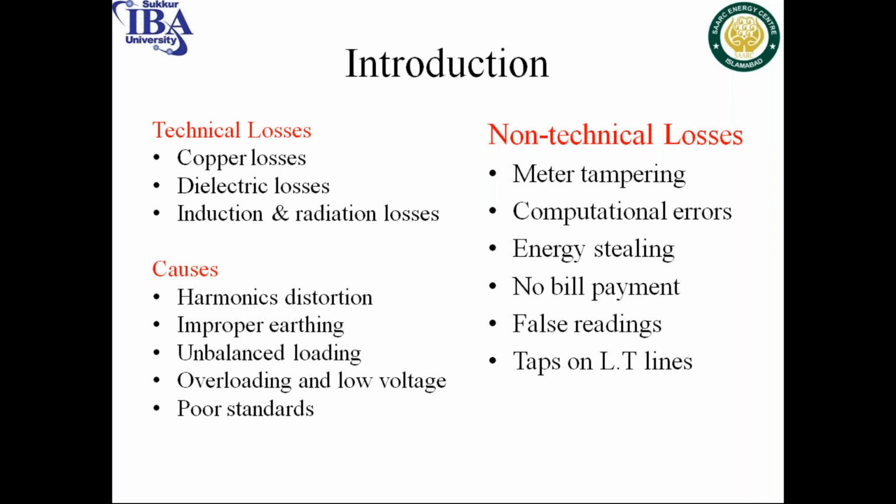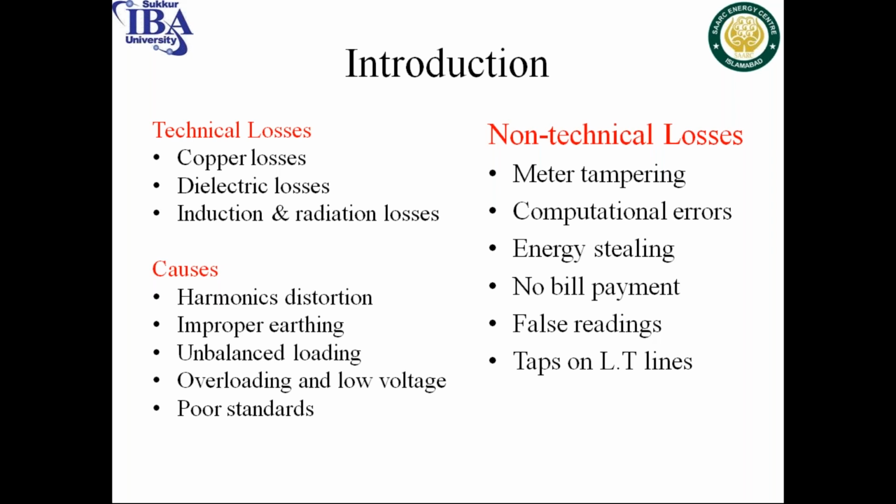Coming to the first slide, the introduction. Broadly, losses are divided into two parts: technical losses and non-technical losses. Technical losses are those which occur due to the flow of current when the current interacts with the physical properties of the system, like its resistance and reactance. These are the natural losses. They are controllable and measurable, but we cannot completely eliminate them.